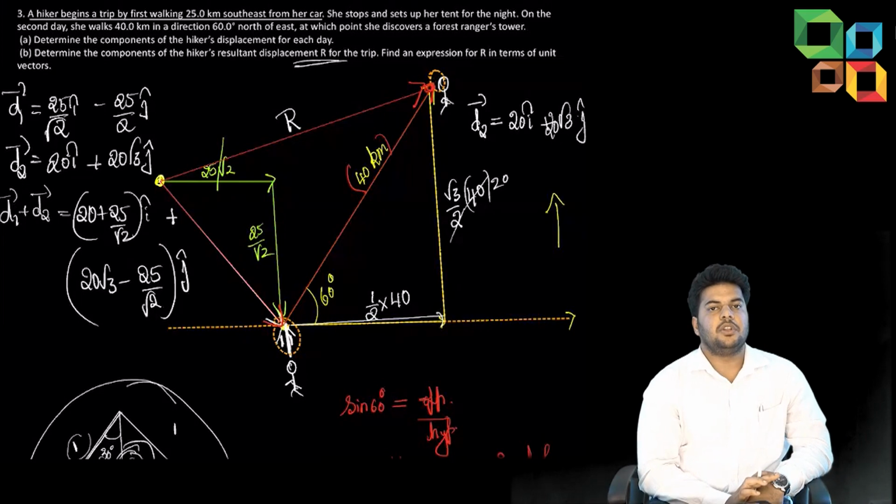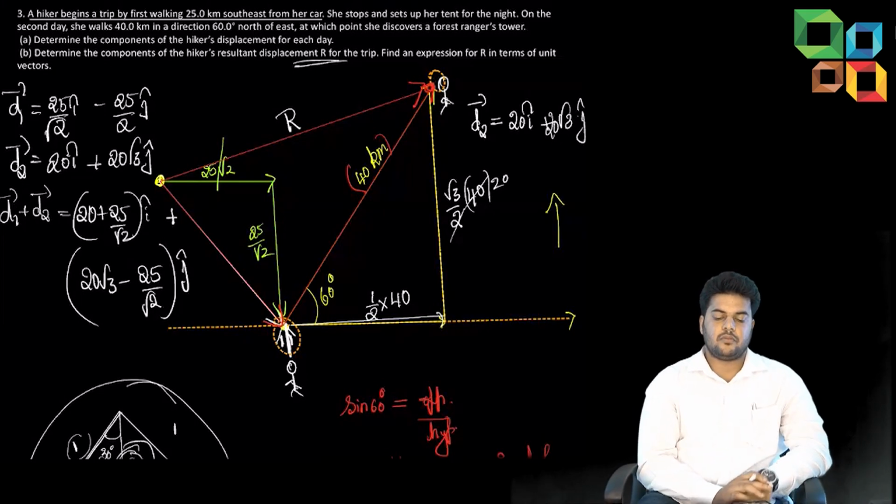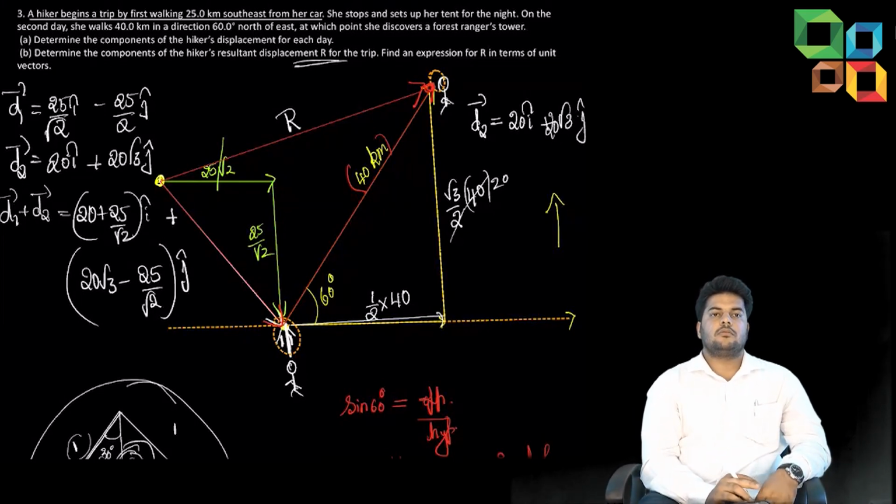So that's the unit vector notation. Simple, right?